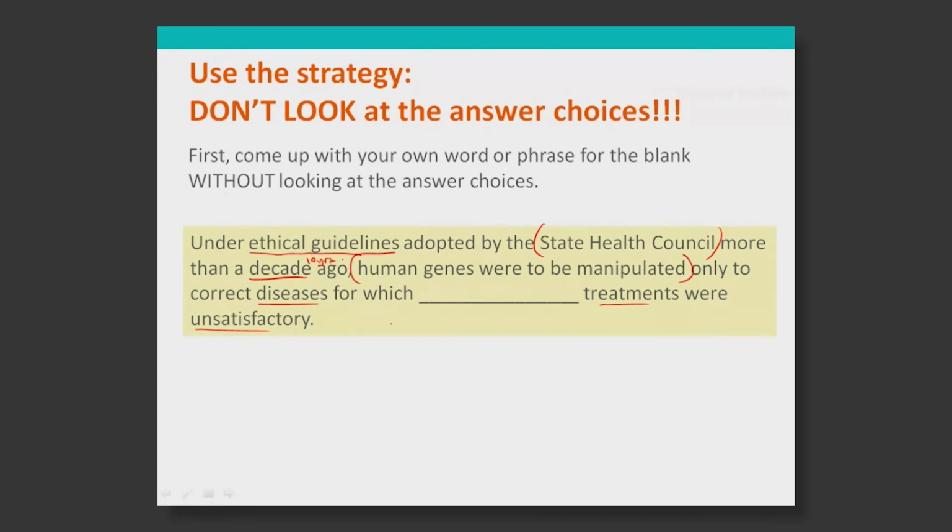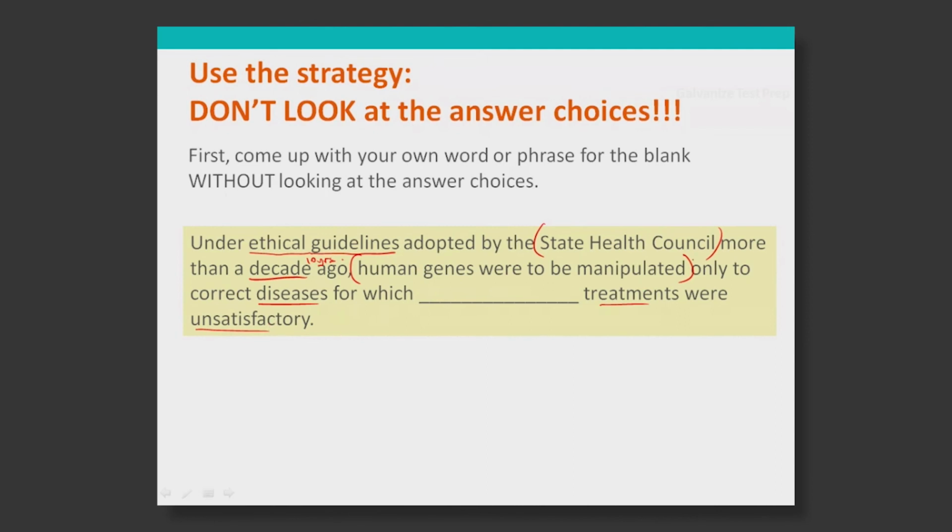So based on this, we've understood what the sentence is trying to say. We know what the context is. There's human genes being manipulated only for some diseases. Some treatments were unsatisfactory. These were all the clues. Now, what kind of treatments could they be?